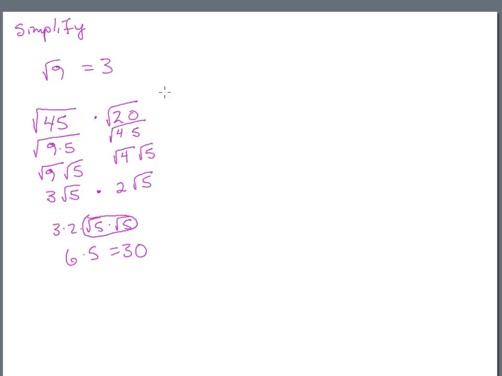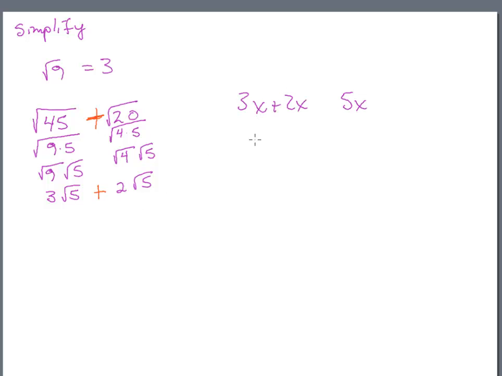The other thing is, let's say we did this, and instead of multiplication, let's do addition. So if we were to add these two things together, 3 square roots of 5 plus 2 square roots of 5? What if we had something like 3x plus 2x? You're like, well, that's easy, that's 5x. What about 3m plus 2m? Well, that's 5m. How about 3 apples plus 2 apples? That's 5 apples. How about 3 square roots of 5 plus 2 square roots of 5? That'd be 5 square roots of 5.